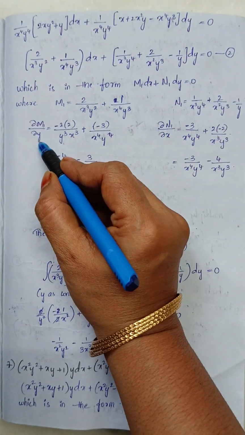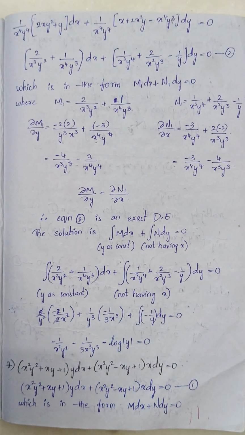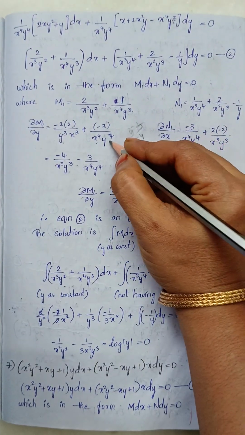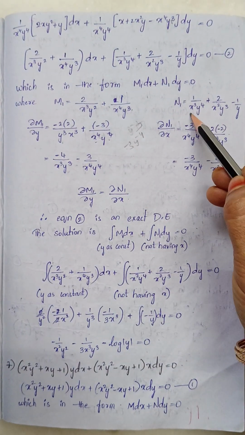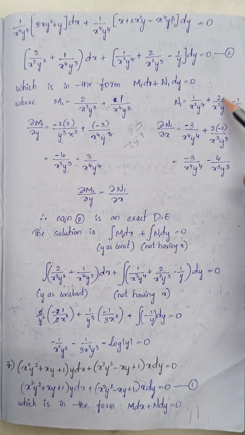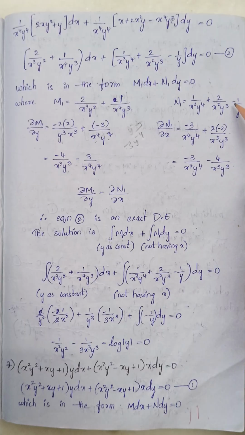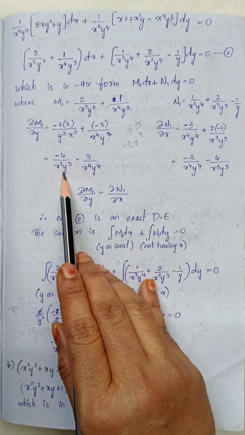So 1 by, with respect to y means x power 4 constant here. y power minus 3 means minus 3 into y power minus 4. So minus 3 by y power 4 here. Similarly, del N1 by del x is, with respect to x means this is constant, and x power minus 3 means minus 3 into x power minus 4, that is in the denominator. And with respect to x means 2 by y cube constant, and x power minus 2 means minus 2 into x power minus 3, take it into denominator. And with respect to x means this is constant whose derivative is 0. So both are equal, same term, minus 4 into this term.